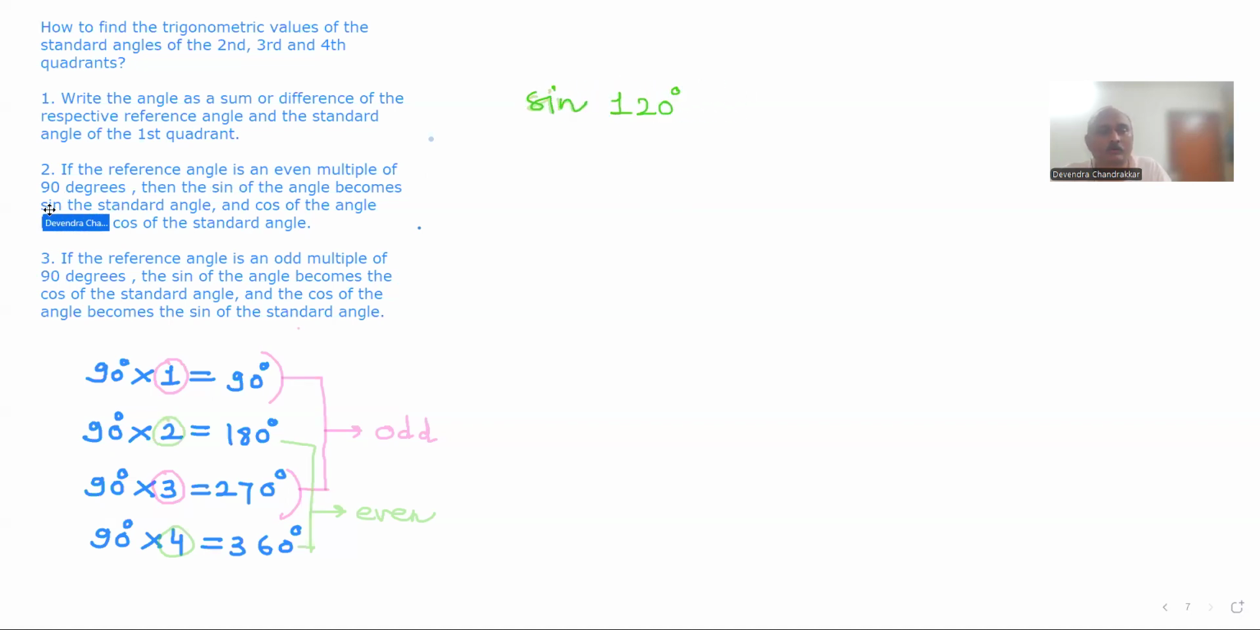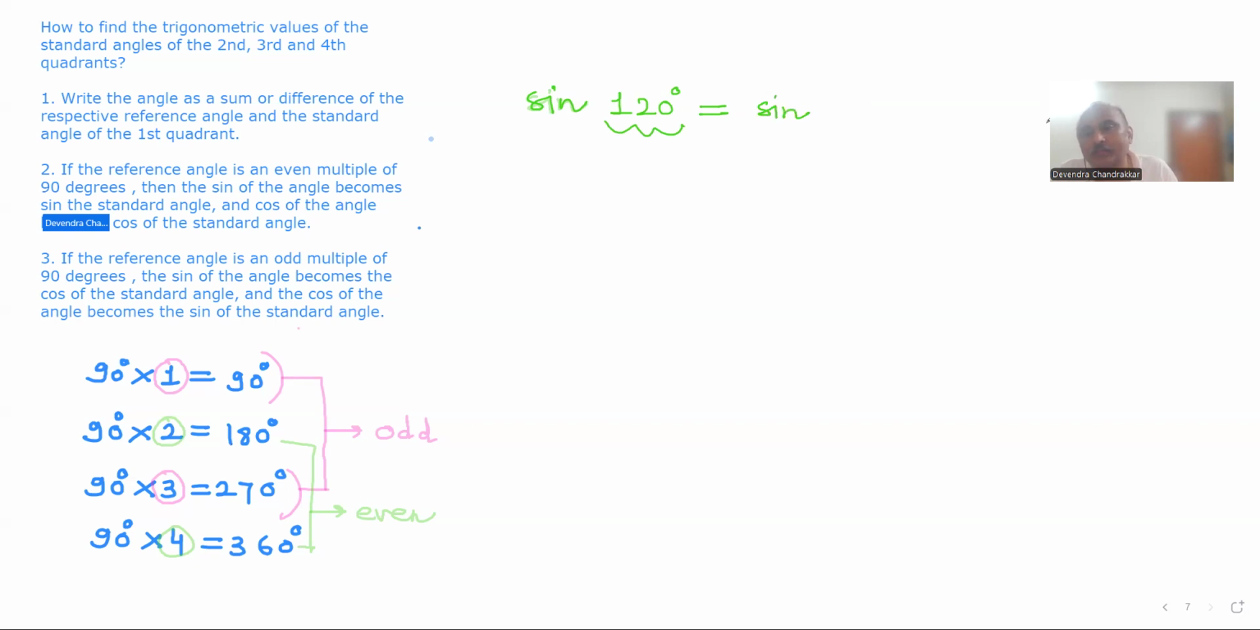If I ask you to find what is sine of 120 degrees, can you write this angle belongs to which quadrant? All of you, this angle belongs to which quadrant? Speak up. Second. What are reference angles of second quadrant?